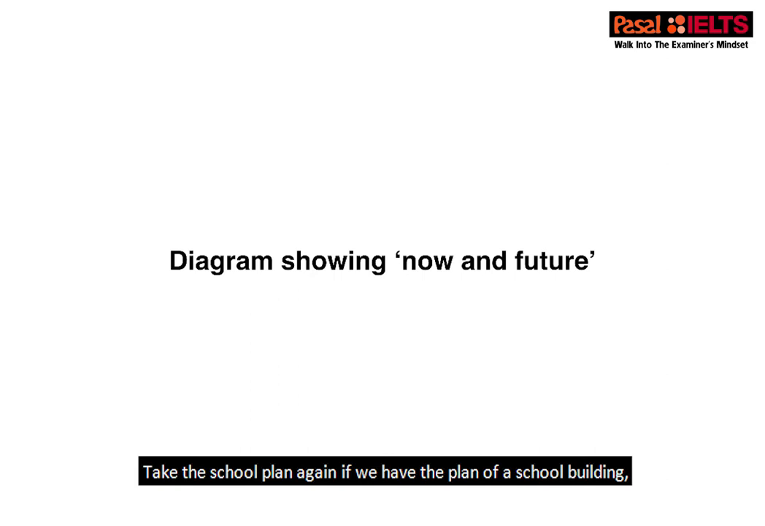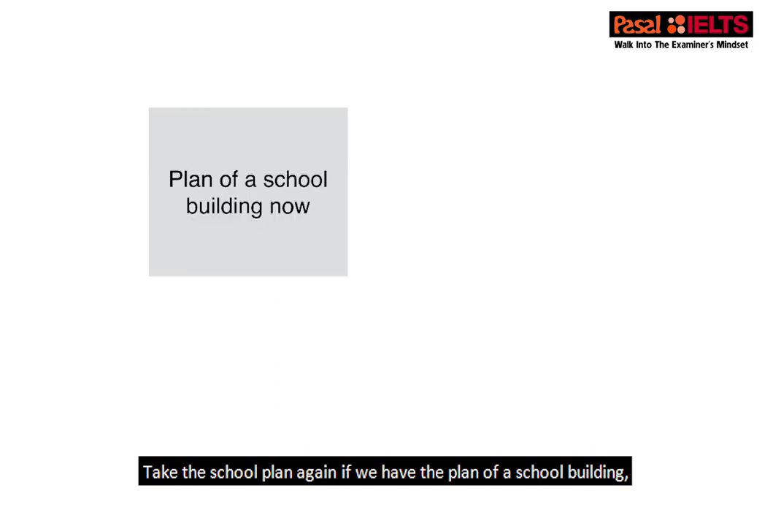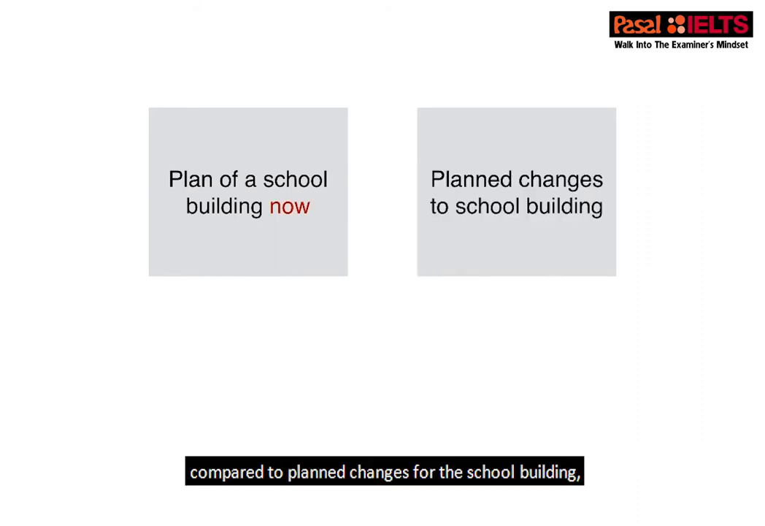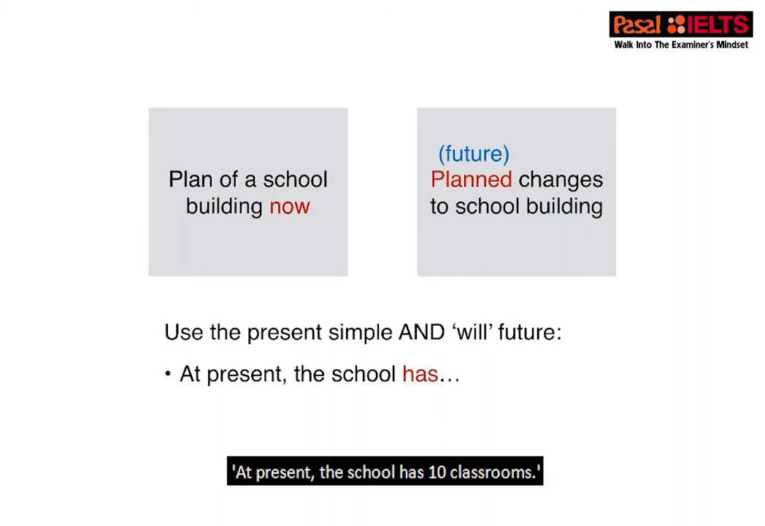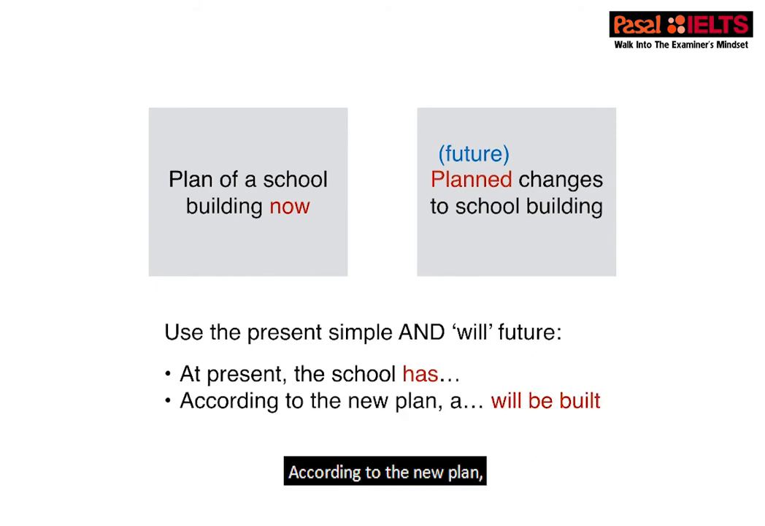Take the school plan again. If we have the plan of a school building, but this time the plan is now compared to planned changes for the school building which will be in the future, this becomes different. Now we need to use the present simple and the will future. For example, at present the school has 10 classrooms. According to the new plan, a new classroom will be built. There we've got the present simple with has, and the future with the passive also, will be built.